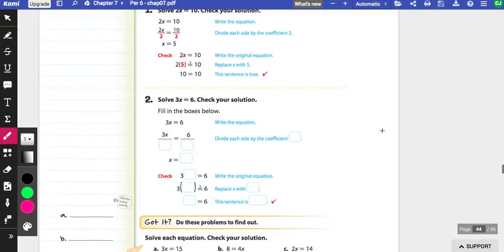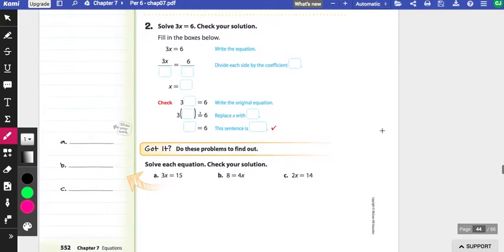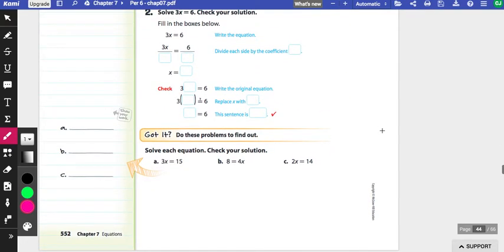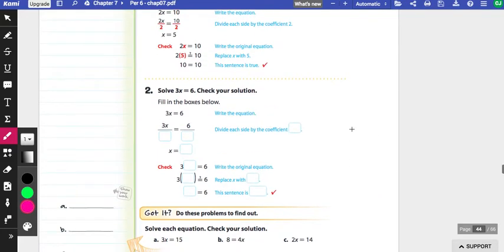We're going to go ahead and look at the bottom of our page and go straight to some examples. If I'm looking at example letter A, I have 3x equals 15. I'm going to solve these the same way that I've been solving my addition and subtraction equations. The very first thing I need to do is draw in those railroad tracks.